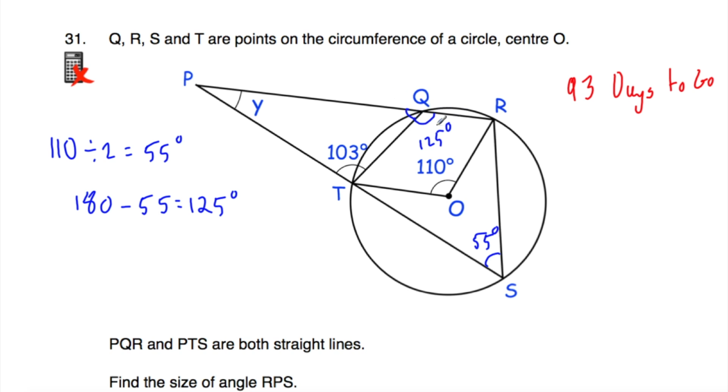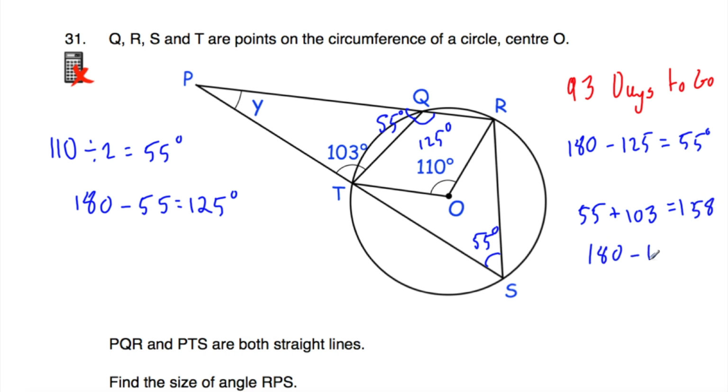Okay, next we'll notice here we've got a straight line. So here we've got 125 degrees. So if we take that away from 180, subtract 125 is equal to 55 degrees. So that means that this angle here is 55 degrees. Now in terms of this angle, why? Well, here we've got a triangle and we know two of the angles, so we can just take them away from 180. So if we do 55 plus 103, that's equal to 158 degrees. And then if we do 180, take away 158, that's equal to 22 degrees. So that means that this angle is 22 degrees.